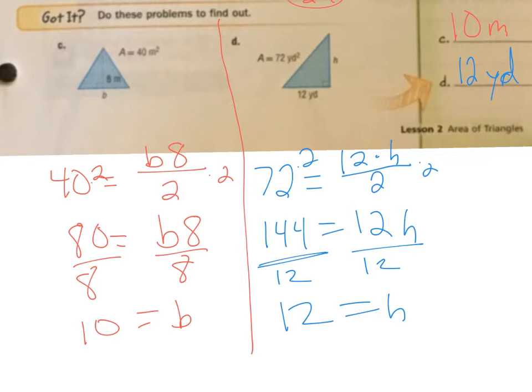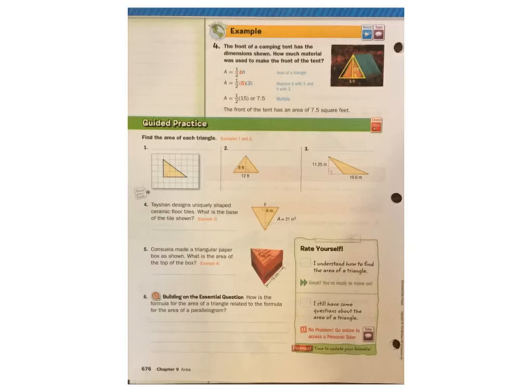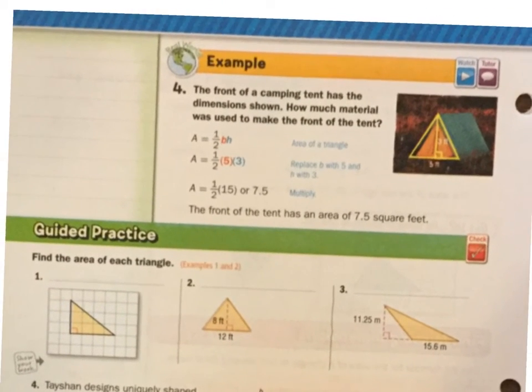All right. Cool. Hopefully you're understanding this. Let's do another example, and then we'll do some guided problems.